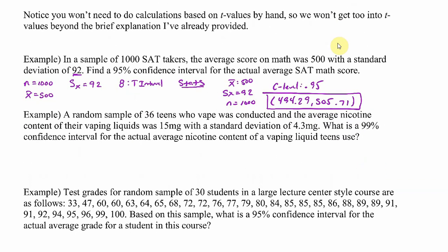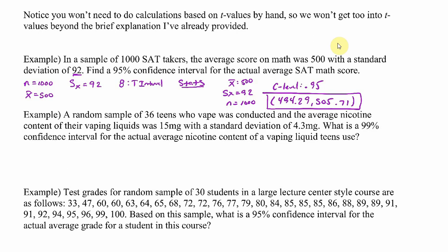All right, next up, a random sample of 36 teens who vape was conducted, and the average nicotine content of their vaping liquids was 15 milligrams with a standard deviation of 4.3 milligrams. What is a 99% confidence interval for the actual average nicotine content of a vaping liquid teens use?